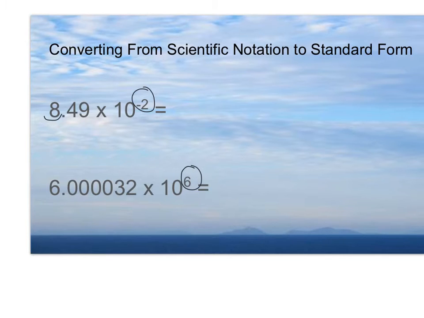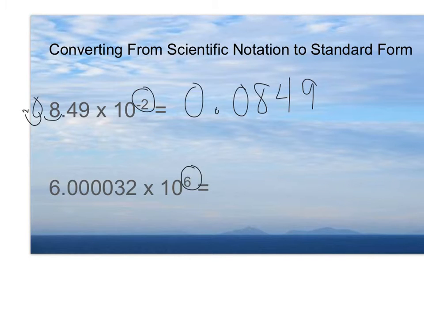I'm going to move it once, add a 0, move it twice, and plop it down. So my decimal number is 0, decimal point, 0.849.